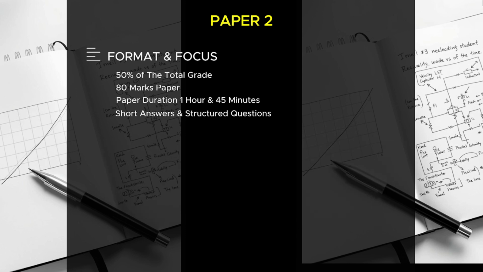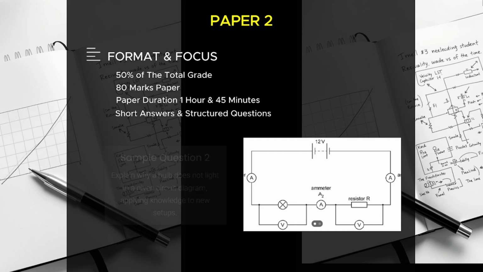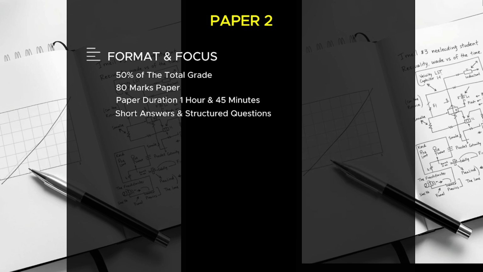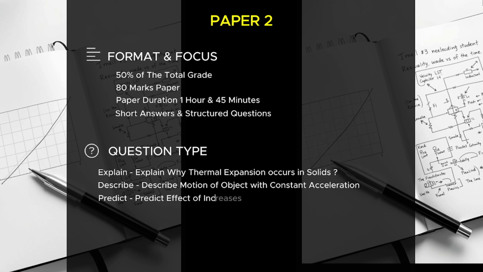For clarification, let's walk through another example. A circuit diagram is shown. Explain why the bulb does not light. This question tests your understanding of circuits and asks you to apply knowledge to a new setup, a clear AO2 skill. For paper 2, the question type may include explain, like explain why thermal expansion occurs in solids, or describe the motion of an object with constant speed, or it could be predict the effect of increasing resistance on current.